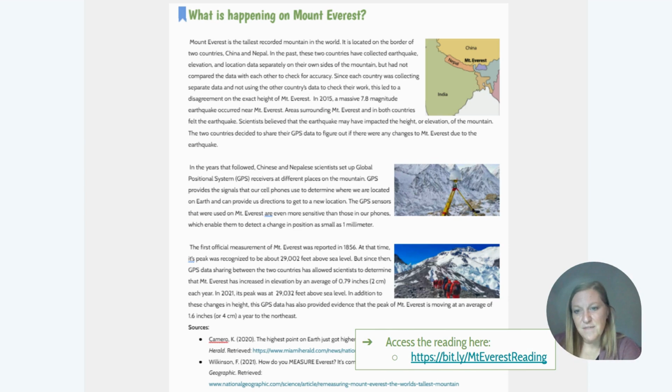In 2015, a massive 7.8 magnitude earthquake occurred near Mount Everest. Areas surrounding Mount Everest and in both countries felt the earthquake. Scientists believe that the earthquake may have impacted the height or elevation of the mountain. These two countries decided to share their GPS data to figure out if there were any changes to Mount Everest due to the earthquake. Okay, I'm going to pause for a second and have you write down your notices and wonders from that first paragraph.